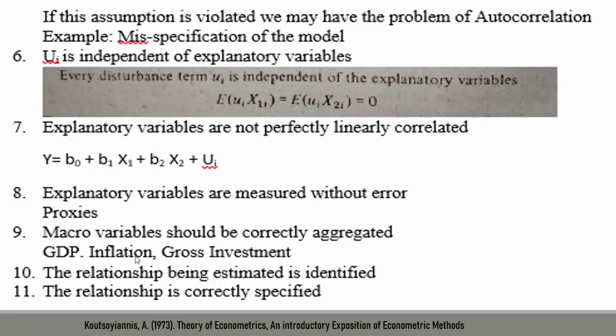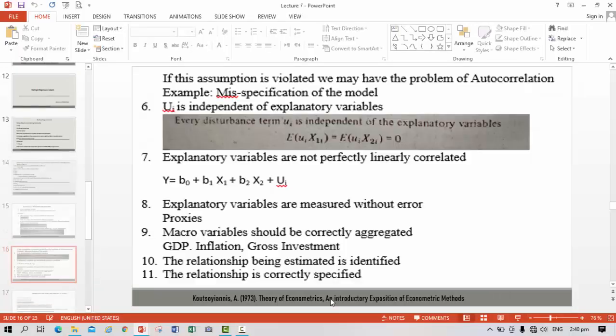The relationship being estimated is identified, meaning that the equation which you have written is in a unique mathematical form. And the last assumption is that the relationship is correctly specified, meaning that you have made no mistake in the specification of the model, and you have included the right variables in the dependent and independent positions.